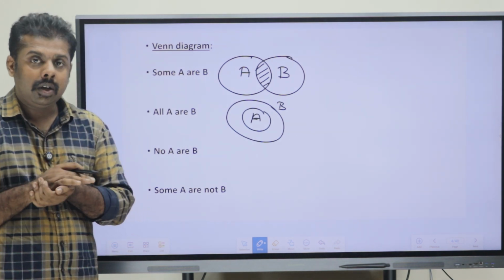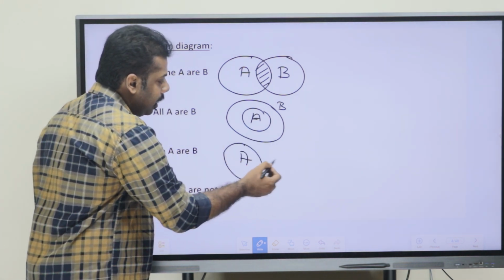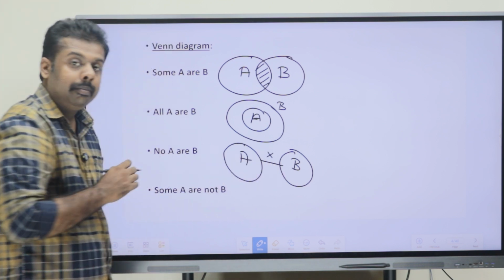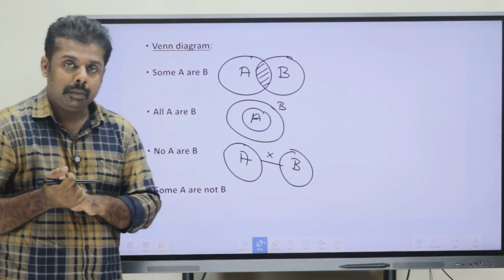A and B doesn't have a connection. So we can draw that in a Venn diagram in this form. I am taking this as A and this as B. So A and B doesn't have a connection here. Now the last one, some A are not B.